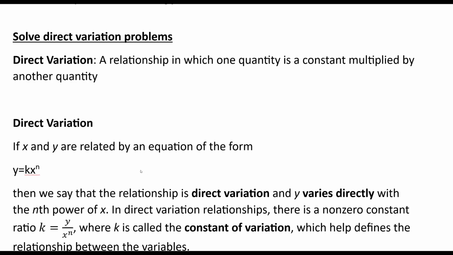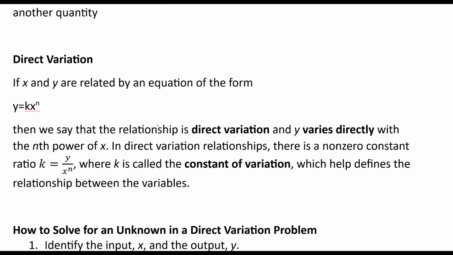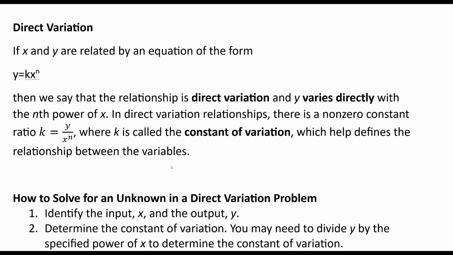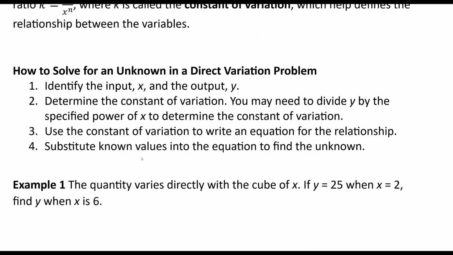Now, in direct variation, if x and y are related by an equation of the form y equals kx to the n, then we say the relationship is a direct variation, and y varies directly with the nth power of x. Oftentimes it's 1, but it could be 2, 3, or whatever else. In direct variation relationships, there is a non-zero constant ratio k, which is y over x to the n, where k is called the constant of variation, which helps to define the relationship between the variables.